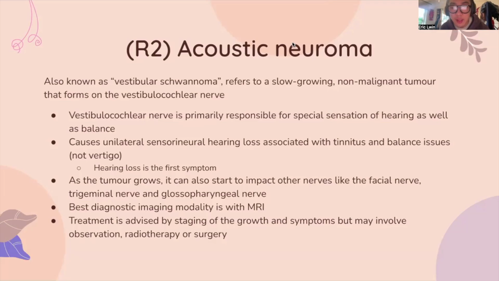As the tumor grows, it can impact other nerves like the facial nerve, and the best diagnostic imaging modality is with MRI, as usual when you're trying to visualize nerves. Treatment is advised by staging of the growth of symptoms, but it may involve observation, radiotherapy, or surgery, which is a decision that will be made at a kind of specialist level.